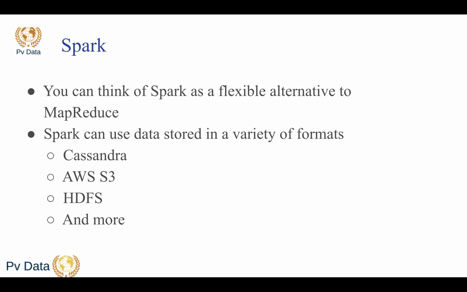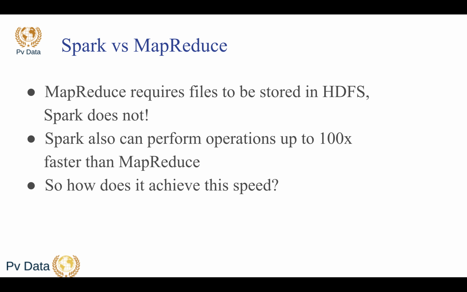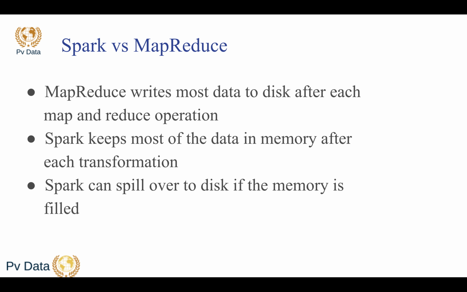Spark can read data from a typical file system, HDFS, Cassandra, AWS S3, and many more. MapReduce requires files to be stored in HDFS. Spark does not require the files to be stored in the HDFS environment. It can be your local system. Spark is also claiming in its documentation that it's 100 times faster than MapReduce. So how does it achieve this speed?